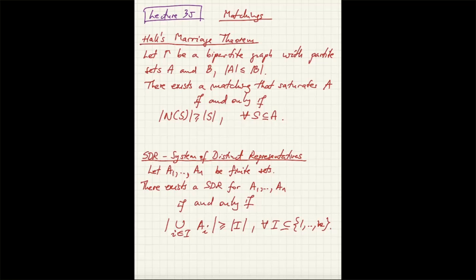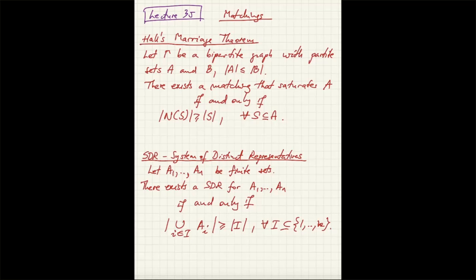Now, not all collections of finite sets have an SDR, or system of distinct representatives, and it turns out that one can characterize such sets. This is the theorem at the bottom of the page, stating that there exists an SDR for the sets A1, A2, ..., An if and only if the condition at the bottom of the page is satisfied, namely that for any collection of sets whose index comes from a set I, which is a subset of the set 1 to n, the union of all these sets Ai has cardinality at least the cardinality of I.